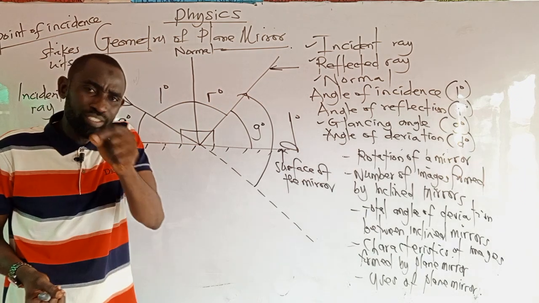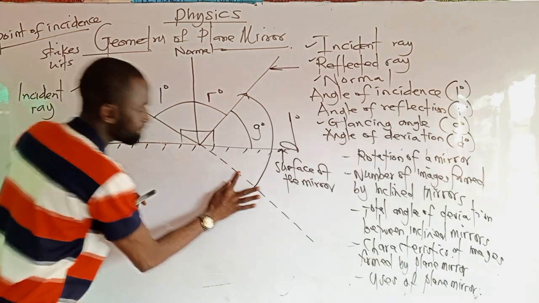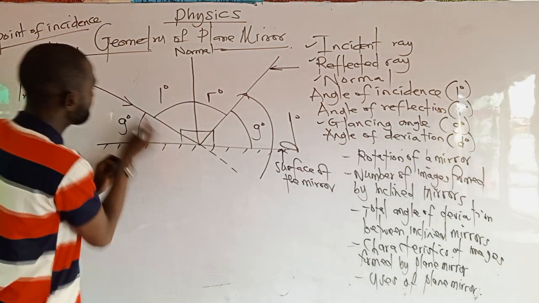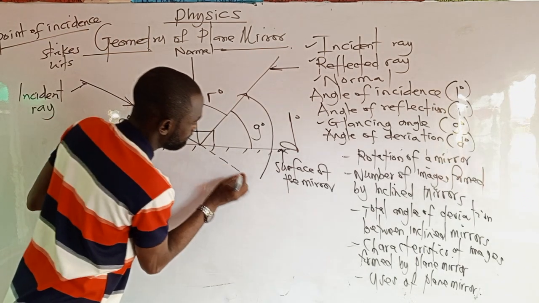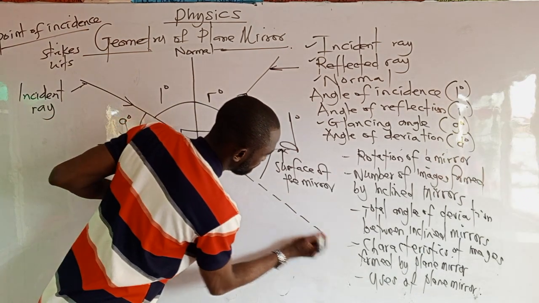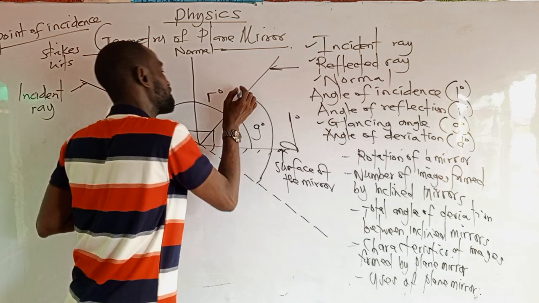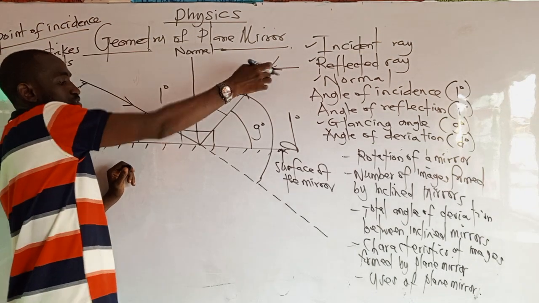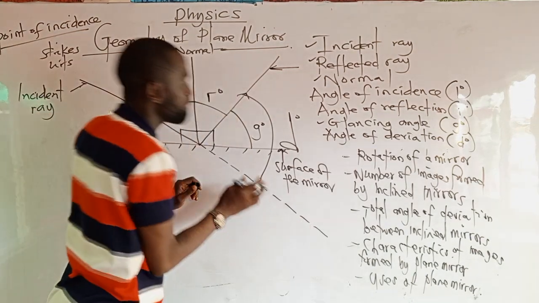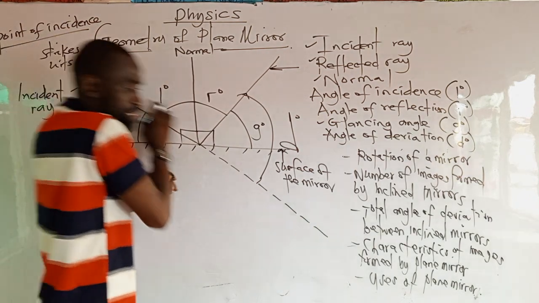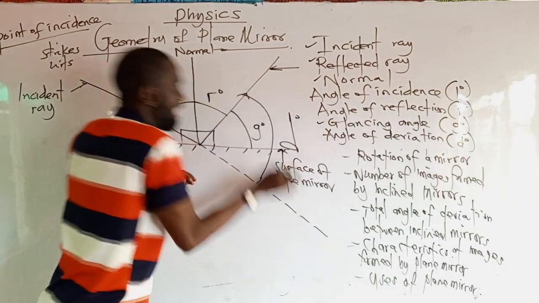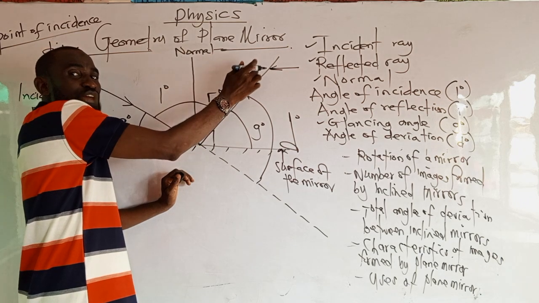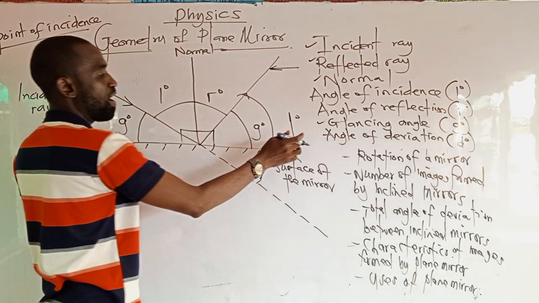Look at this, don't mix everything up. It means this ray is supposed to be traveling like this. So what happens to it? It now bends to this place. This is the final direction. This is the initial direction. So the angle between the original direction of a ray of light and the final direction is what we call angle of deviation.